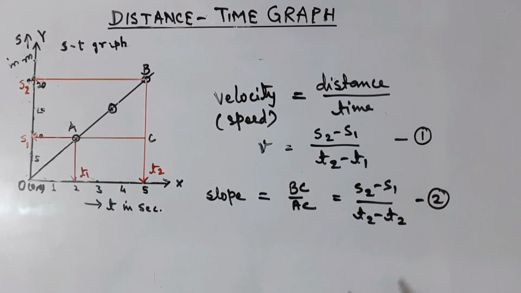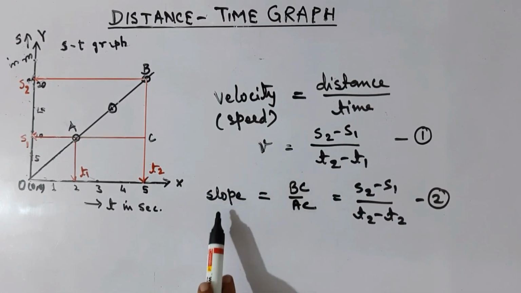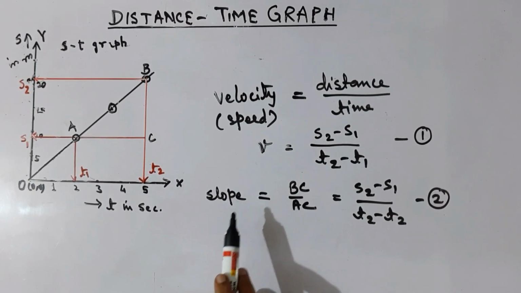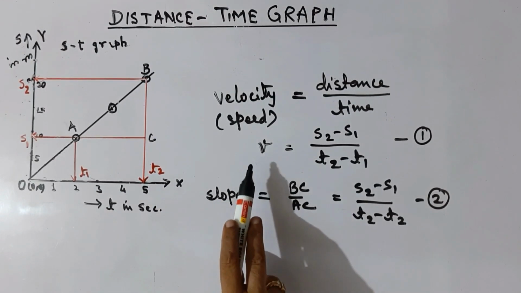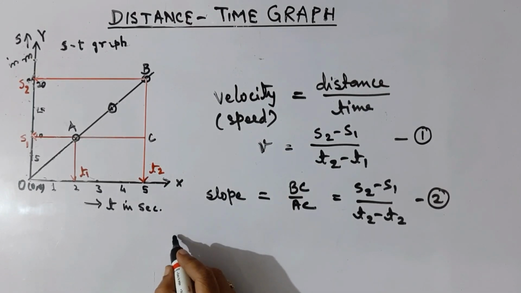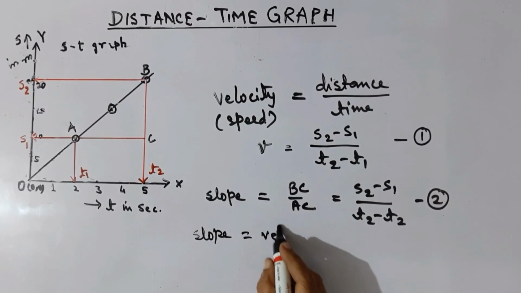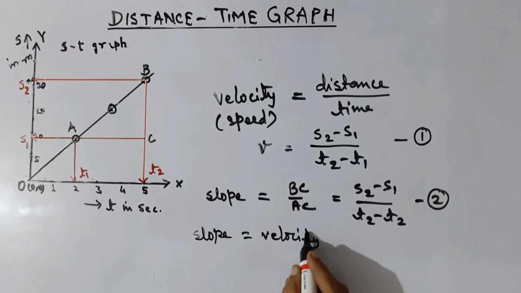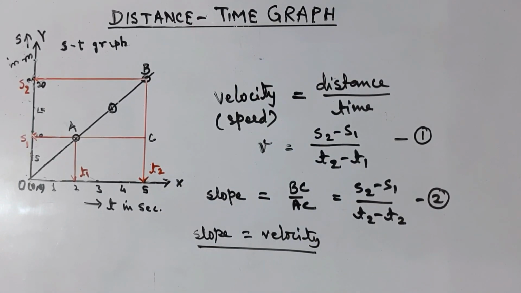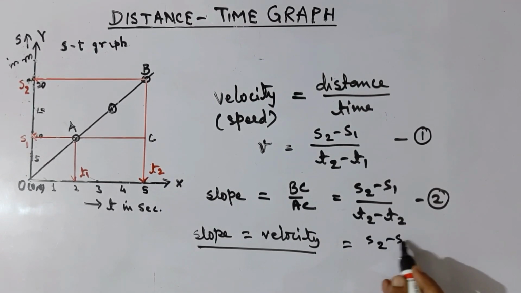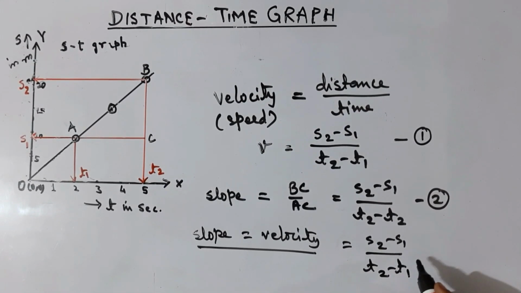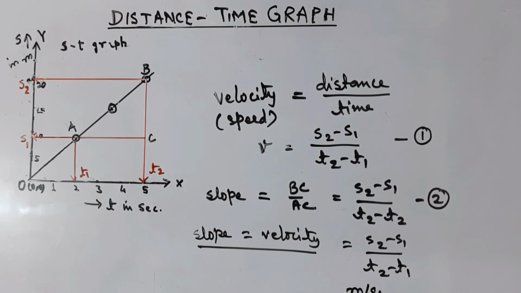So from these two equations, from 1 and 2, we see that the right hand sides are equal. Therefore, left hand sides must also be equal. So we can say that the slope of the graph gives the velocity. So slope is equal to velocity, which is equal to S2 minus S1 upon T2 minus T1. And as it is, it will be meter per second.